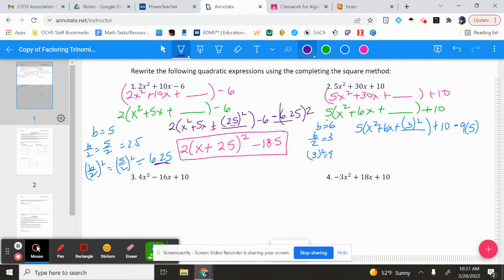Then when I get ready to write my answer, I condense, so it becomes x plus 3 squared, because remember that's my b divided by 2. And then I just need to put into my calculator 10 minus 45, which gives me a negative 35. So that would be how I complete the square for that one.